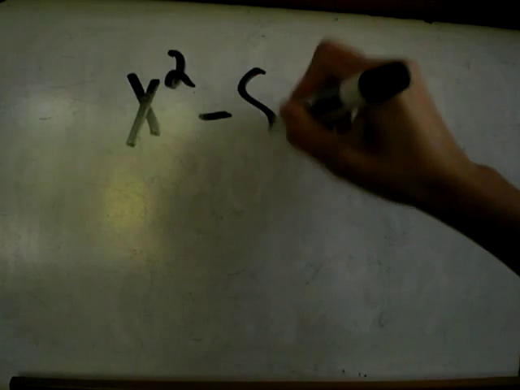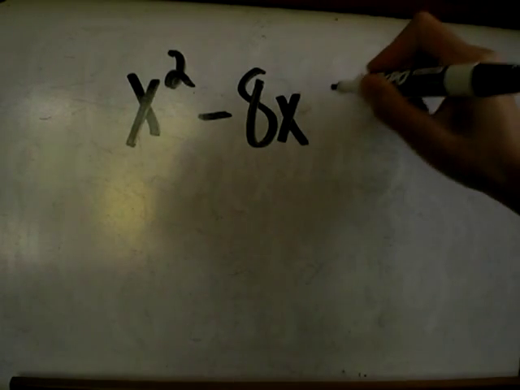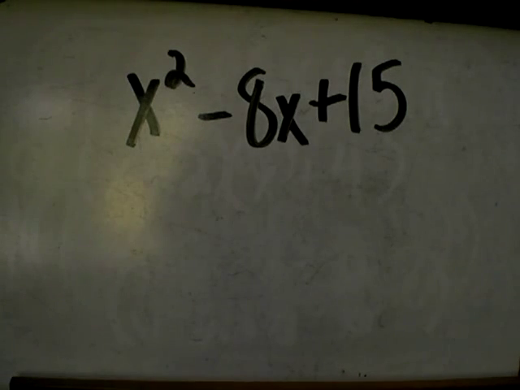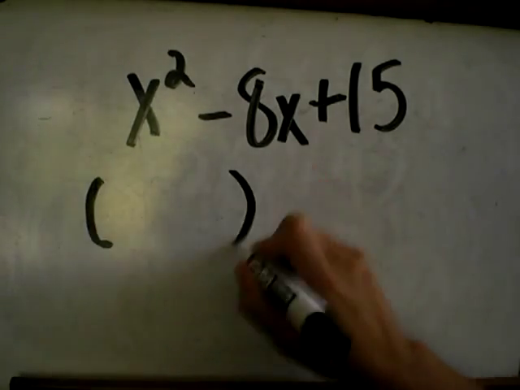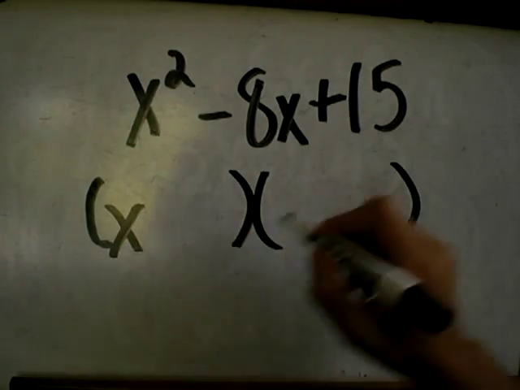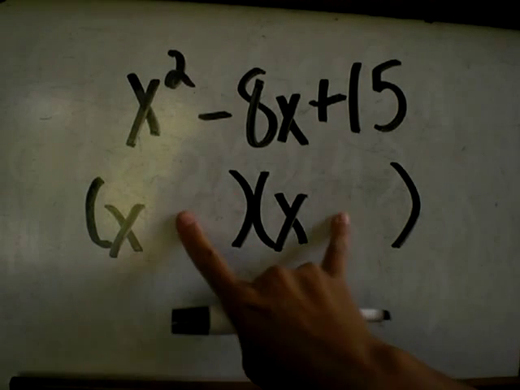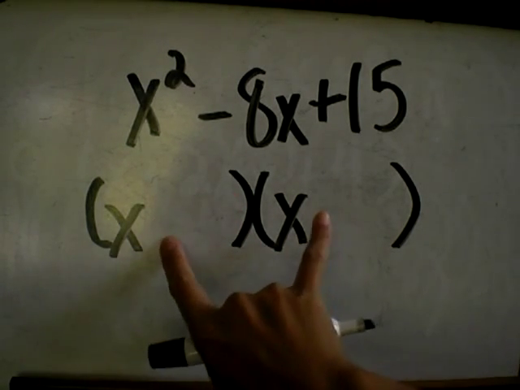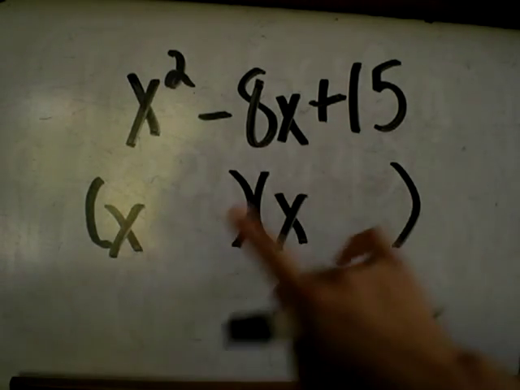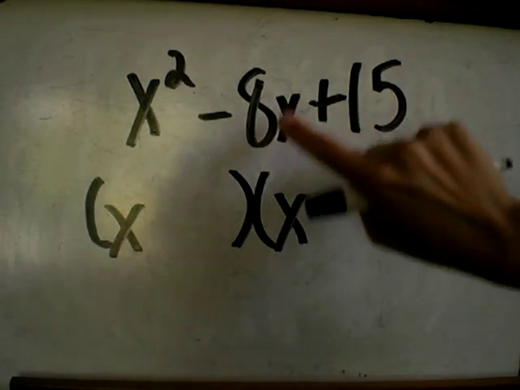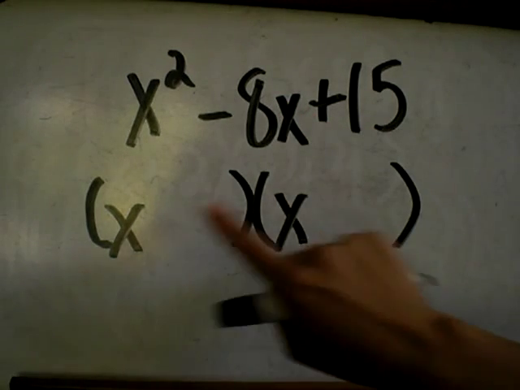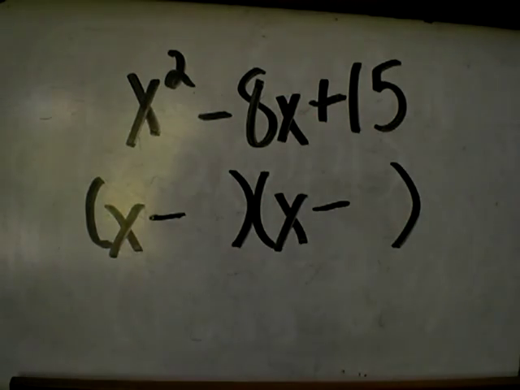Let me give you a different one. c is still going to be positive, but b is going to be negative. So here we go. That's positive, but that's negative. Here's our factoring pattern. Here are the x's. Now remember, we can have two negatives or two positives. A positive times a positive gives us a positive, or a negative times a negative can also give us a positive. But in this case, because our b is negative, our signs will be negative as well.